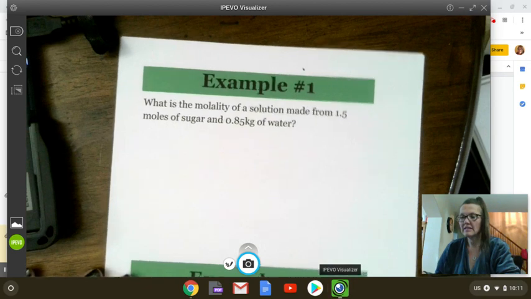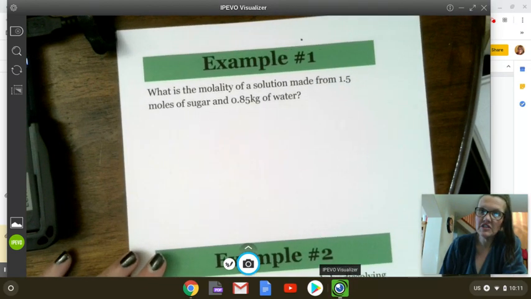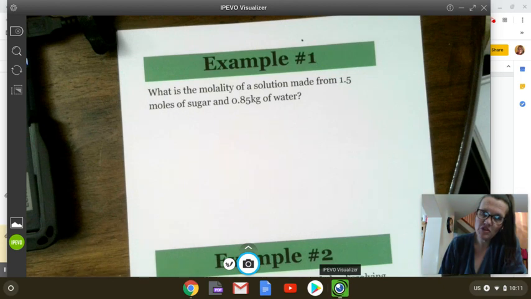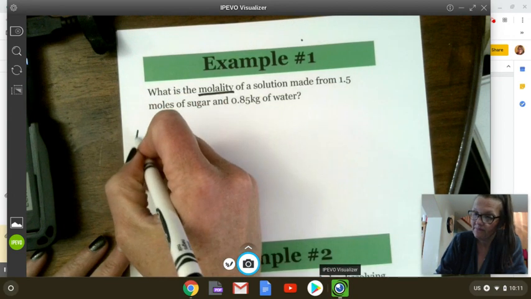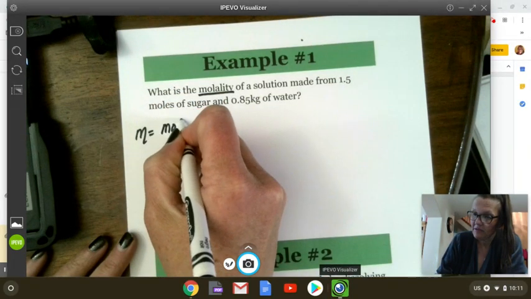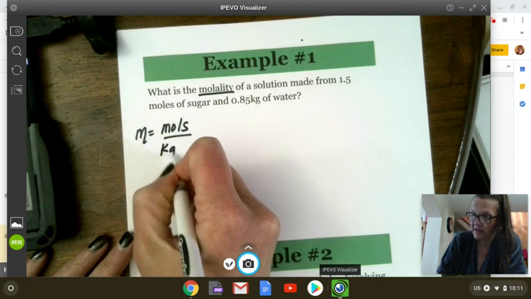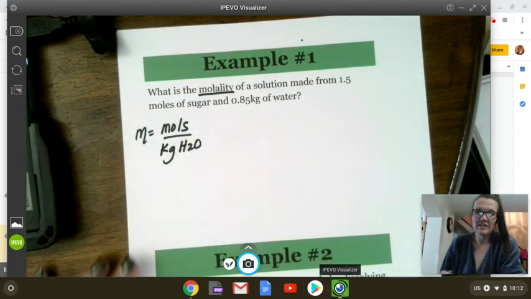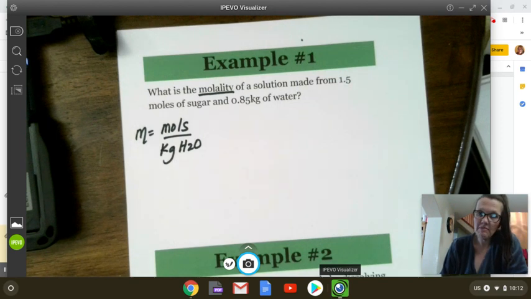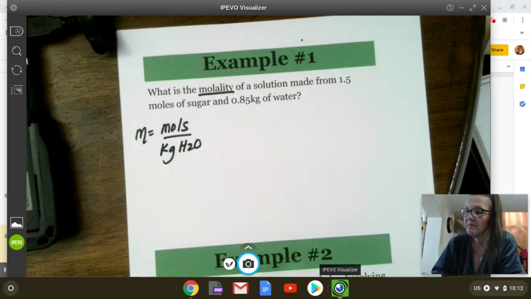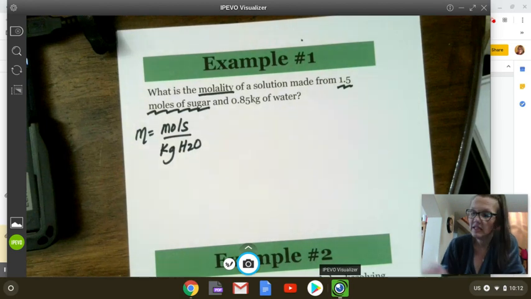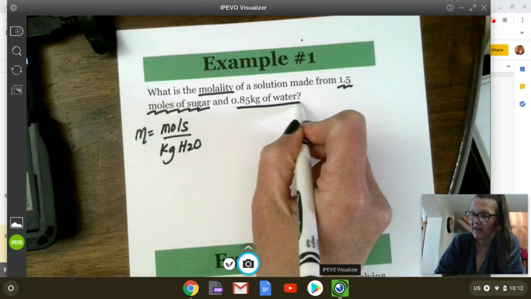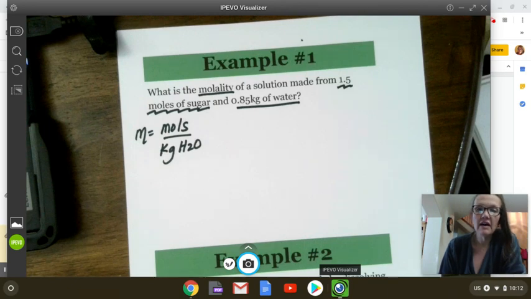Okay, and example number 1 says, what is the molality of a solution made from 1.5 moles of sugar and 0.85 kilograms of water? So we're looking for molality. And I'm just going to write a shortened version here of the equation. So molality is going to be equal to the moles divided by the kilograms of water. So when we read our problem, we see that we have 1.5 moles of sugar. Sugar is going to be our solute, because the 0.85 kilograms of water is our solvent.